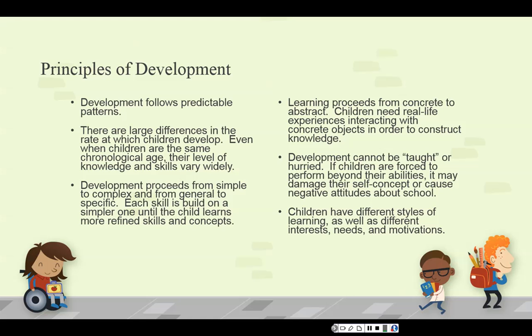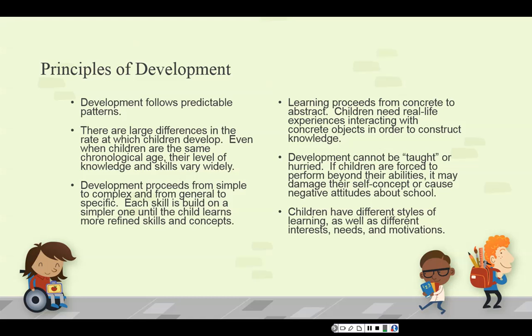This can be for different reasons. It could be gender. Sometimes boys develop faster in some things and girls develop faster in other things. It could be because of their home life and what's going on at home and what they're exposed to at home. It could be something as simple as they're just different people and they are made to develop differently.